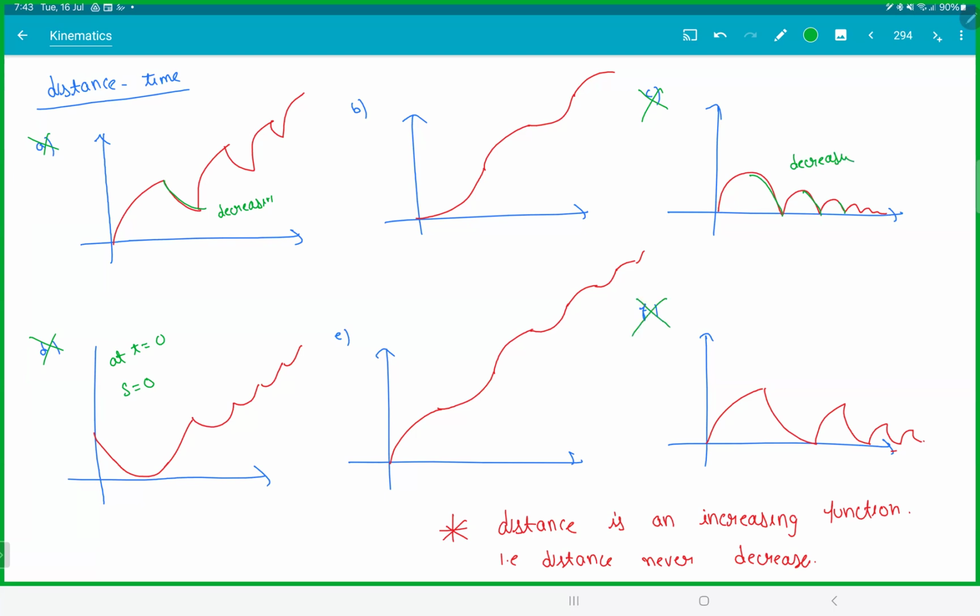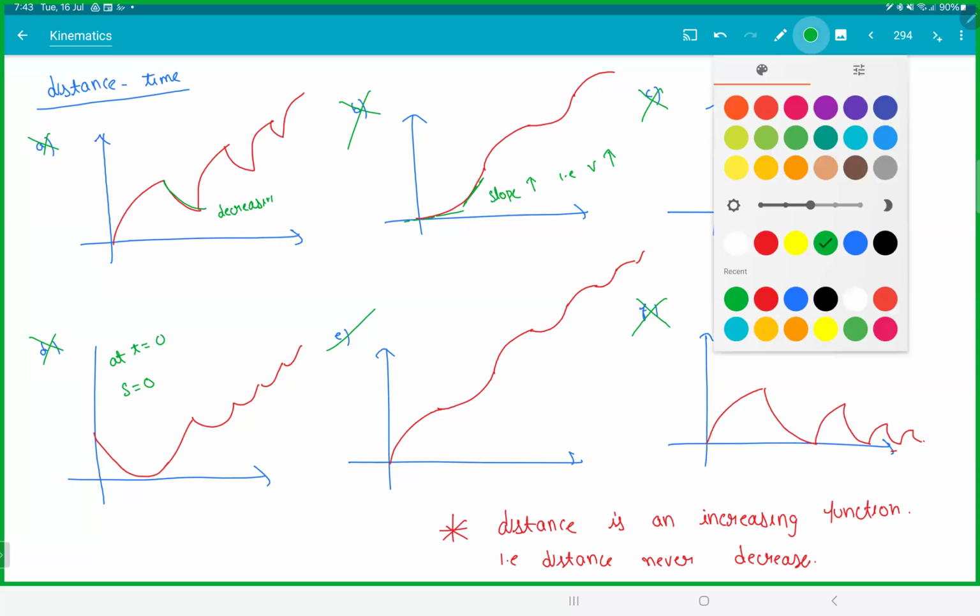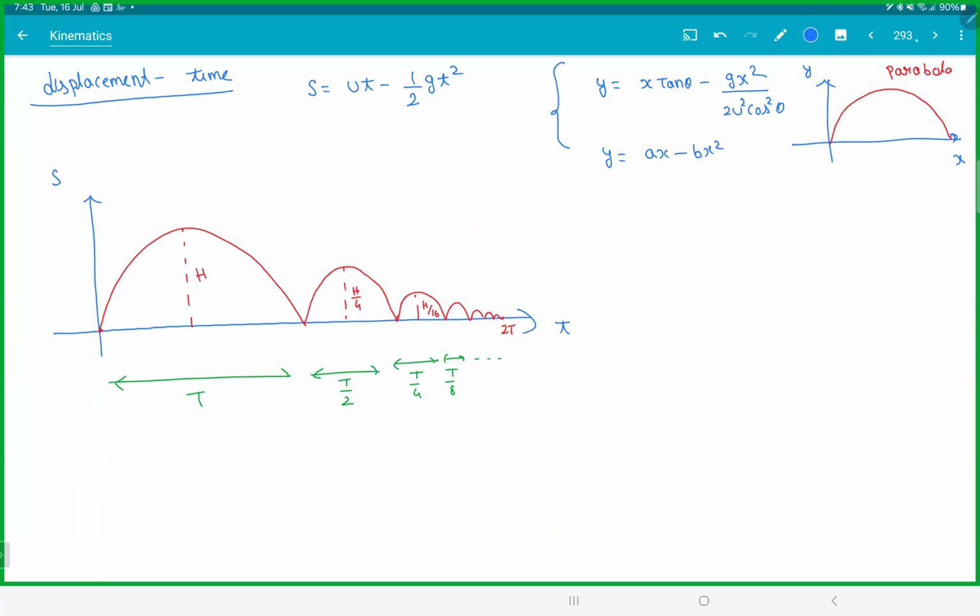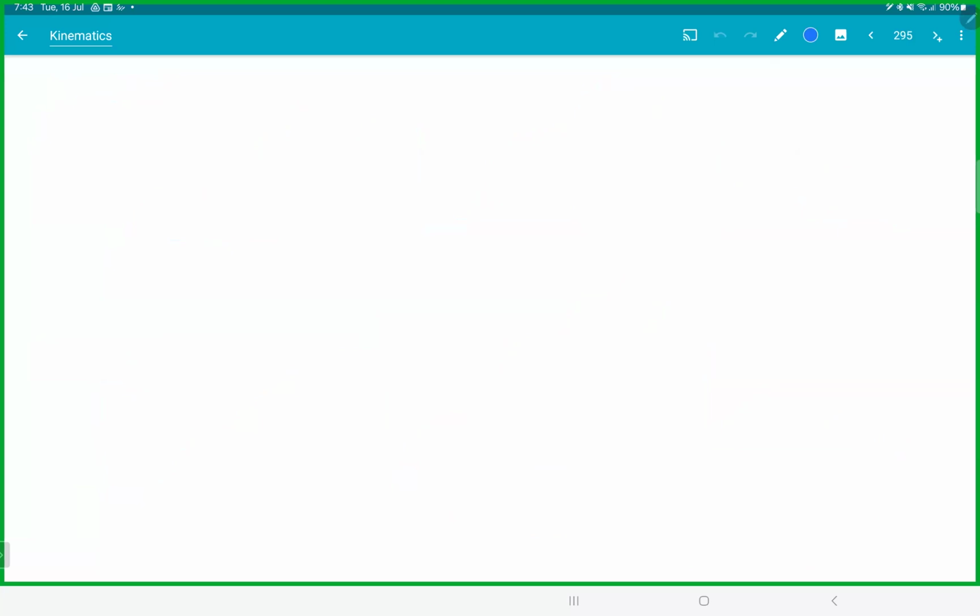You're stuck with B and E. If you look at B, what Ansh said was right. If you look at the slope here, slope is increasing, means speed is increasing. That is wrong. Only thing left is E. But let's see how to draw this thing then. Whenever someone asks you distance time graph, you first always start with displacement time graph.